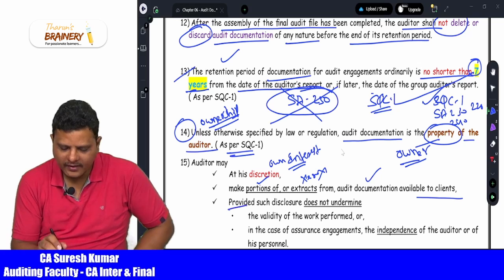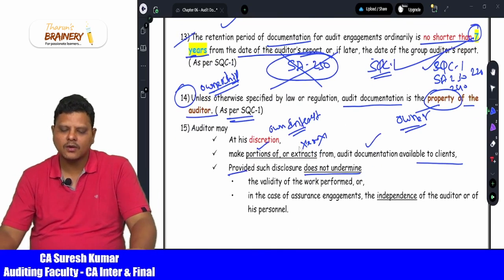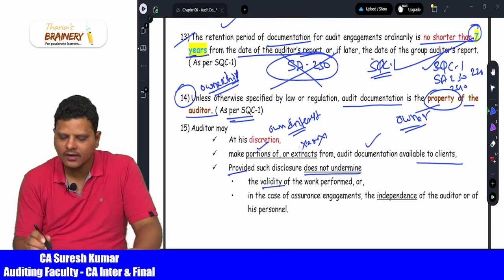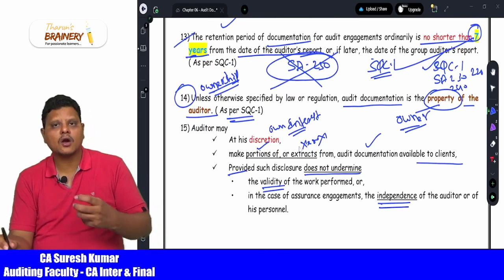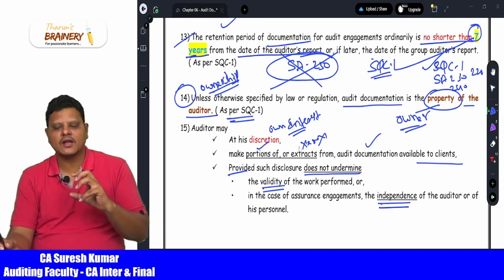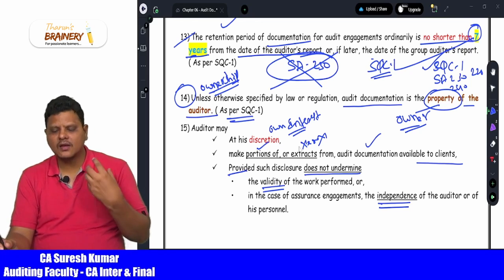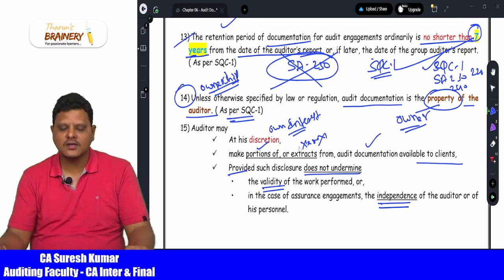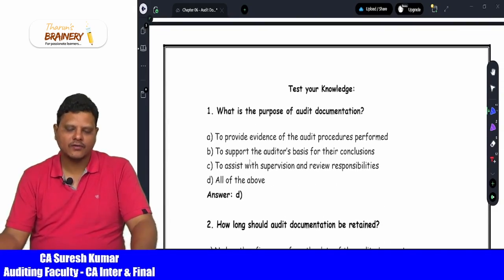This is provided such disclosure does not undermine, that means does not compromise, the validity of the work or the independence of the auditor. If I share my documentation, it should not compromise the validity of the work performed. It should not damage the independence concept of the auditor, which is one of the key concepts as far as audit is concerned. Now let us go for testing of your knowledge, dear friends.